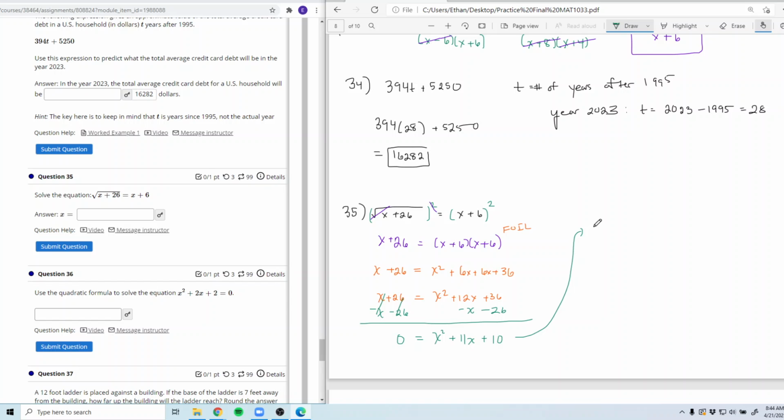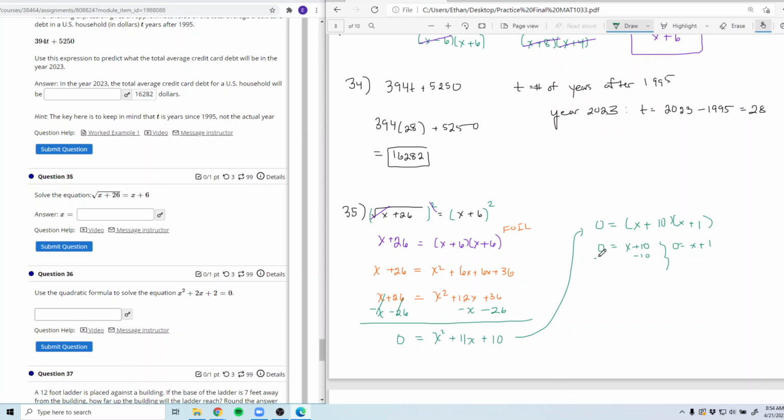All right, so we've got our expression to factor here. We want the two numbers that multiply to 10 and add to 11. Now that's just exactly 10 and 1. Now that we've got it factored, we can set each factor to 0. We have 0 equals x plus 10, and 0 equals x plus 1.